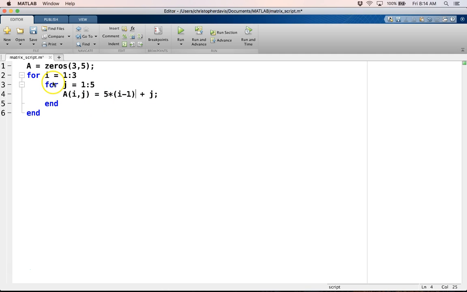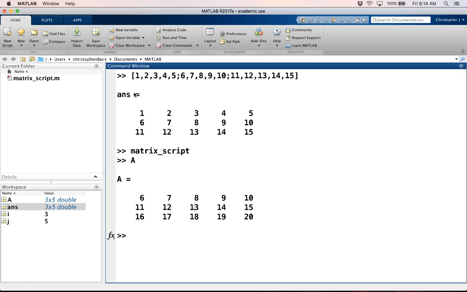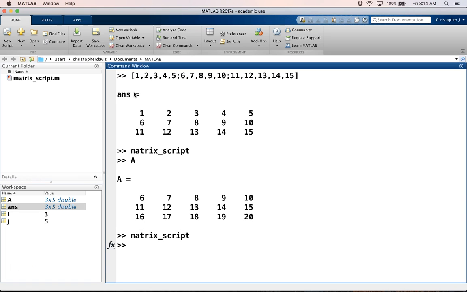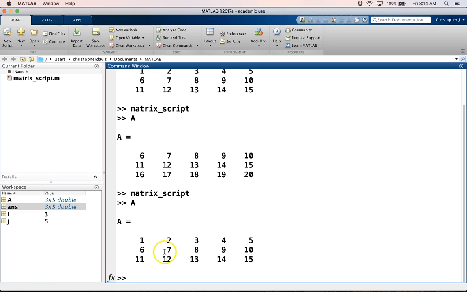And something you definitely want to be able to do, especially for quizzes and exams, is read some code like this and be able to tell me what the matrix A looks like based on this code. That's just as important as being able to come up with this code yourself. So I've saved it. Let me run it again. Matrix script. Now let's look at A again. And now that's exactly the matrix that I wanted.